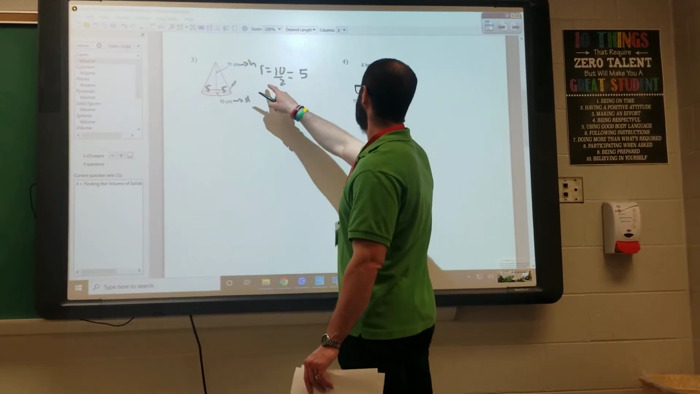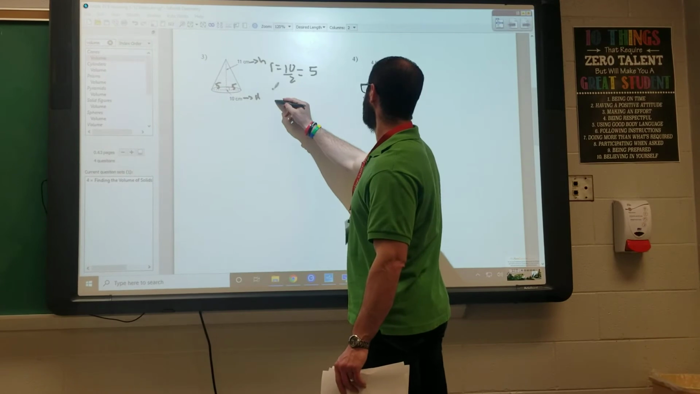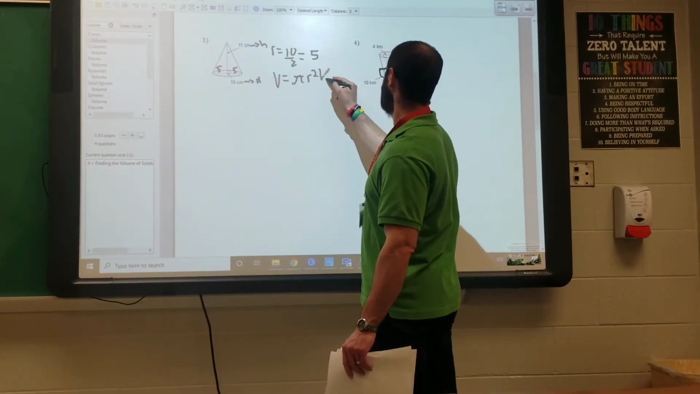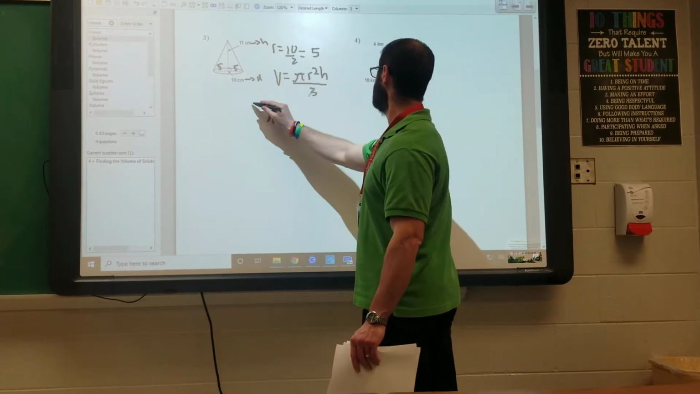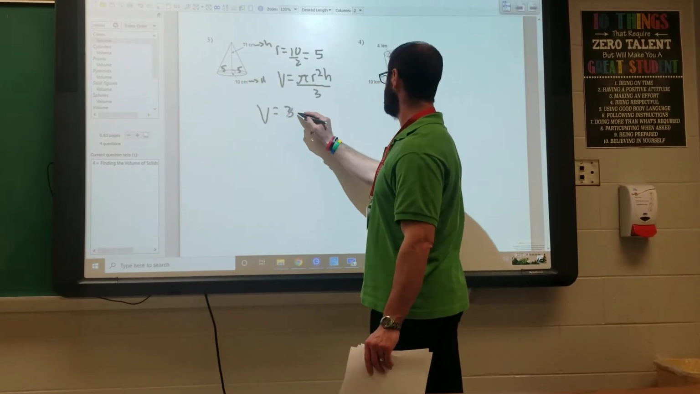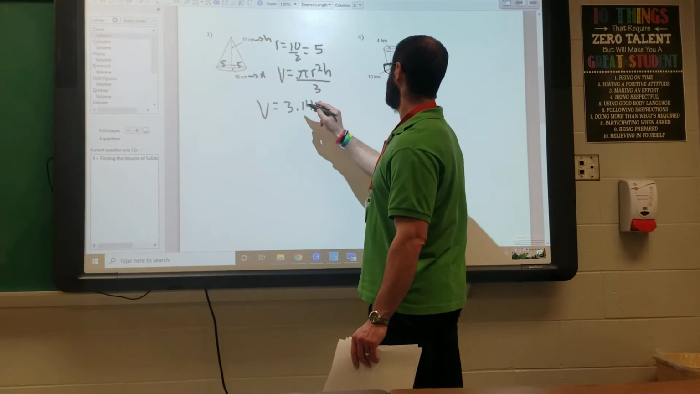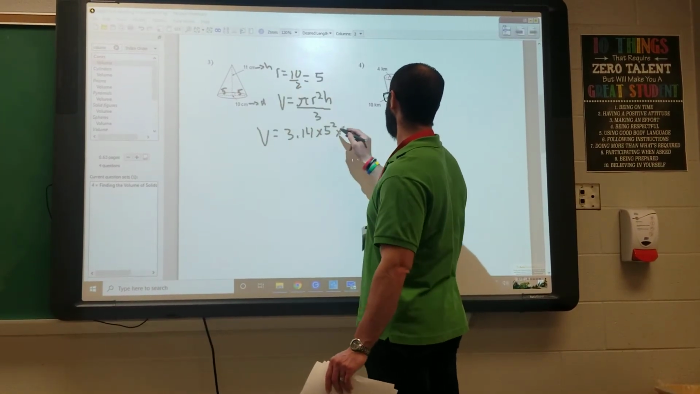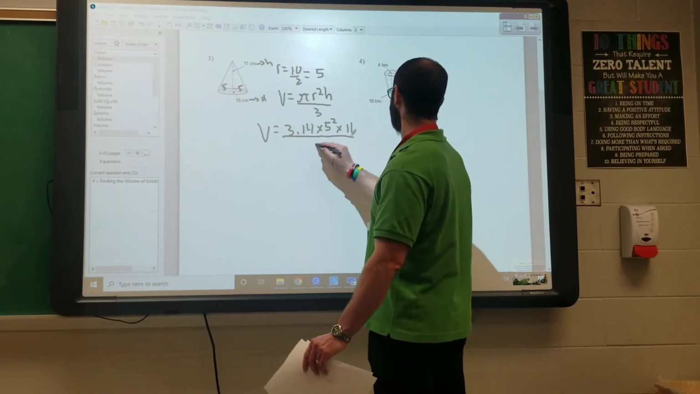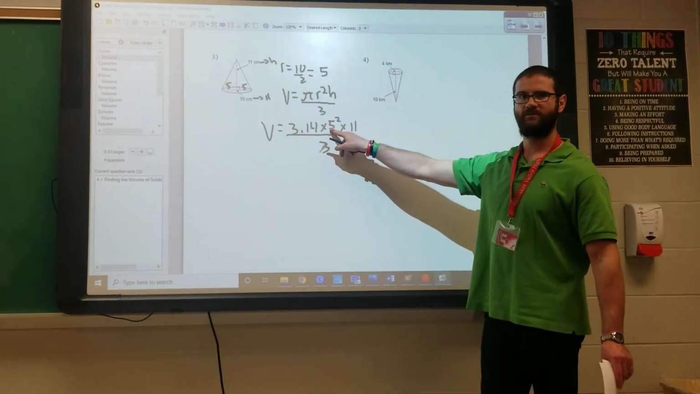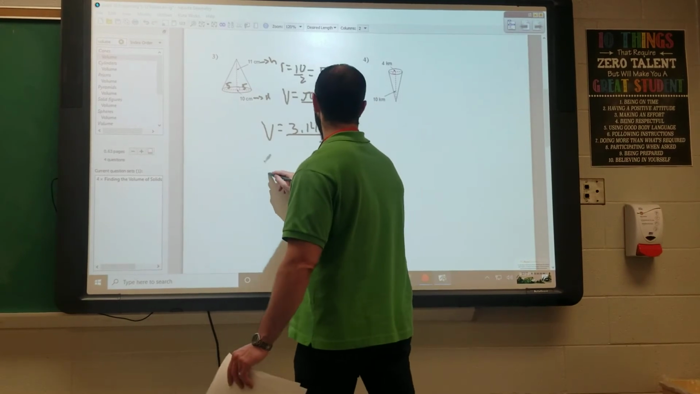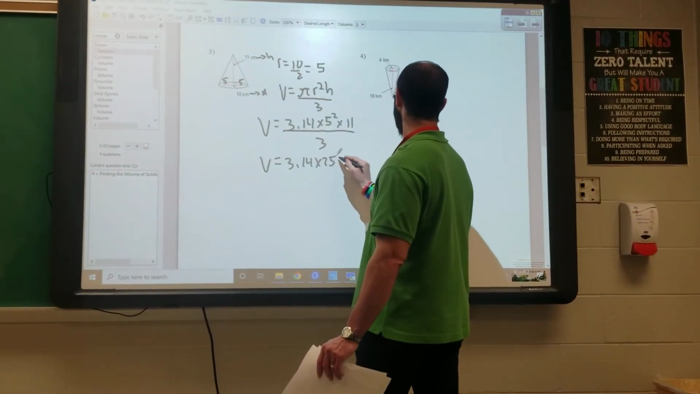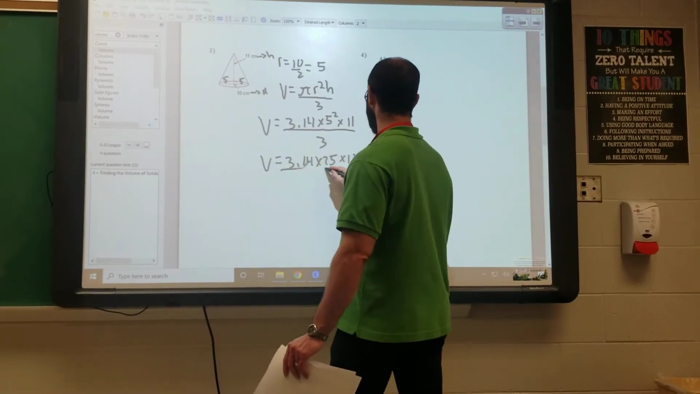So we're going to go back to our formula. Volume equals pi times radius squared times height divided by 3. So volume is going to be 3.14 times 5 squared times the height, which is 11, all over 3. Remember, first thing I need to do is simplify the exponent. So 5 squared is 25. So 3.14 times 25 times 11 over 3.